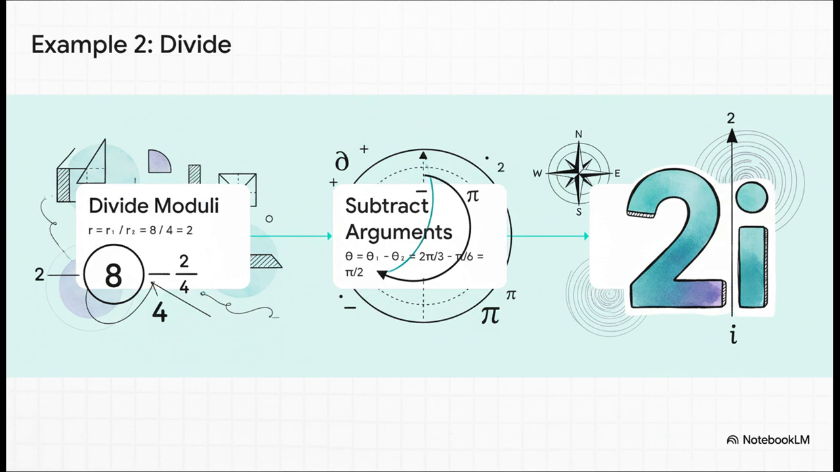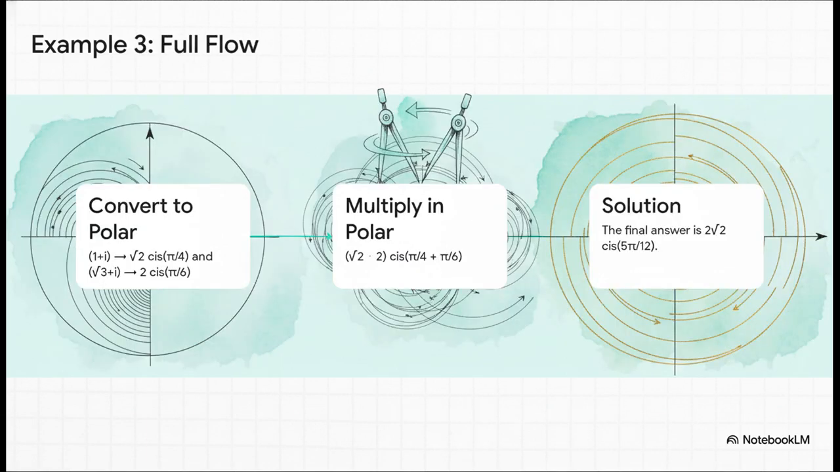And here's the cool part. What is cis of pi over 2? Well, cosine of pi over 2 is 0, and sine of pi over 2 is 1. So that whole thing just simplifies down to 2i. So satisfying. Okay, but what happens if they give you a problem that starts in the old rectangular form?